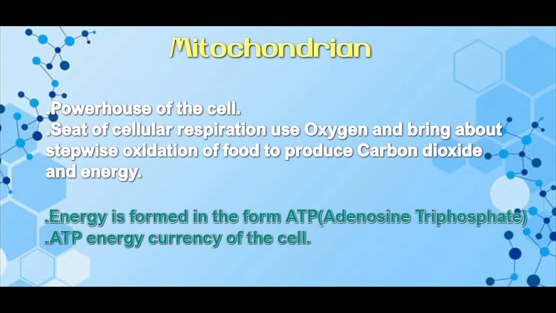Mitochondria, powerhouse of the cell. Seat of cellular respiration, it uses oxygen and brings about stepwise oxidation of food to produce carbon dioxide and energy. Energy is formed as ATP, adenosine triphosphate. ATP is the energy currency of the cell.